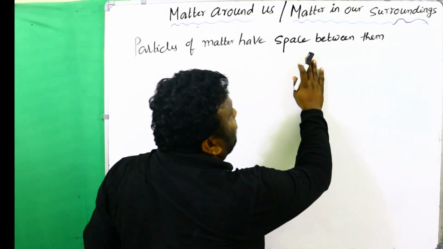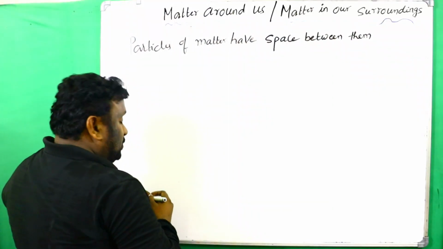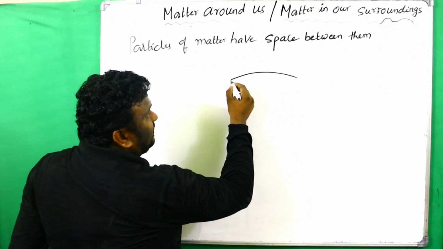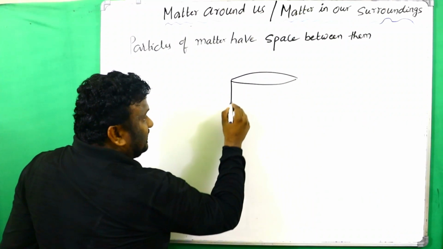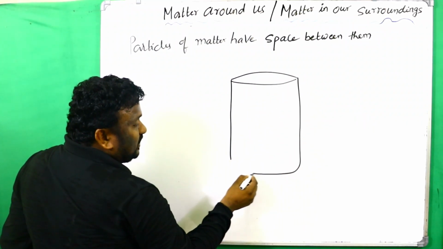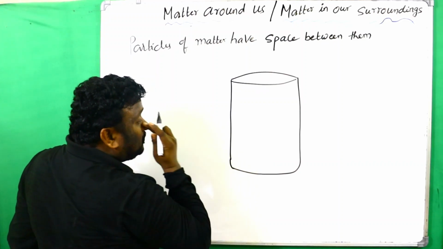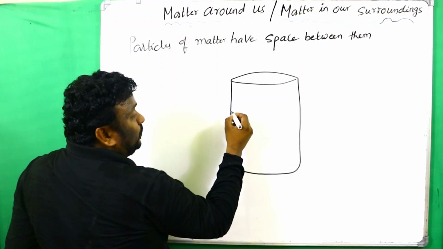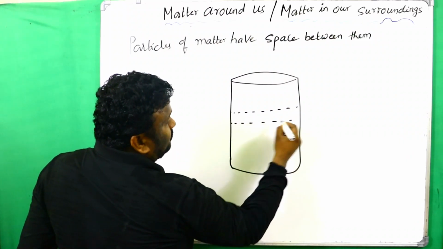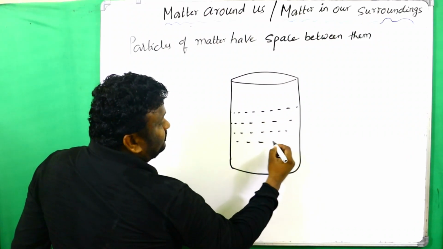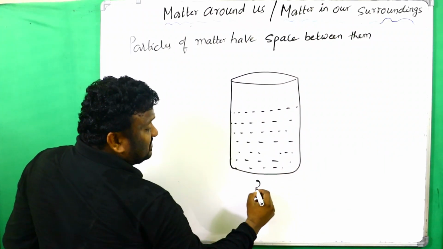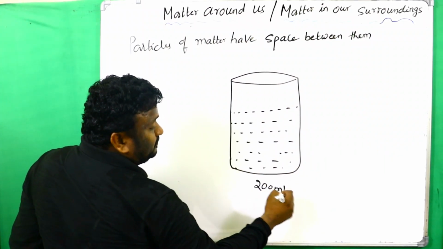Particles of matter have space between them. Very simple to understand. You have to take one beaker and pour some water up to the required level. For example, this is a beaker, and we take water up to here, say 200 ml.